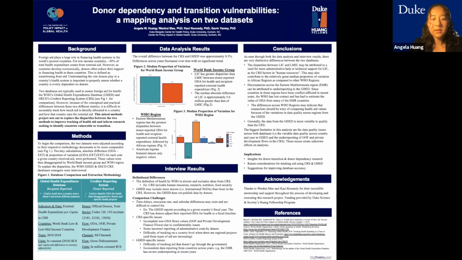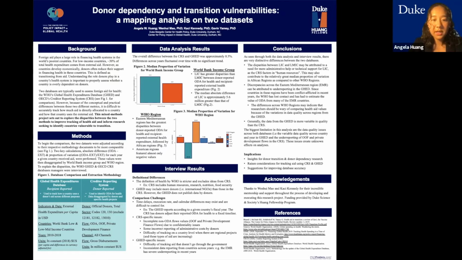So, to start this analysis, we performed 2 key calculations on the previously aforementioned metrics. The first one is absolute difference, and the second one is proportion of variation, and we do this for each year a given country receives aid. And then we disaggregated this by World Bank income group and the WHO region. To just clarify a little bit, the proportion of variation calculation was performed in order to make sure that countries receiving different amounts of aid could be more comparable. In order to explain our data analysis results, we then conducted interviews with the 2 databases' technical managers.